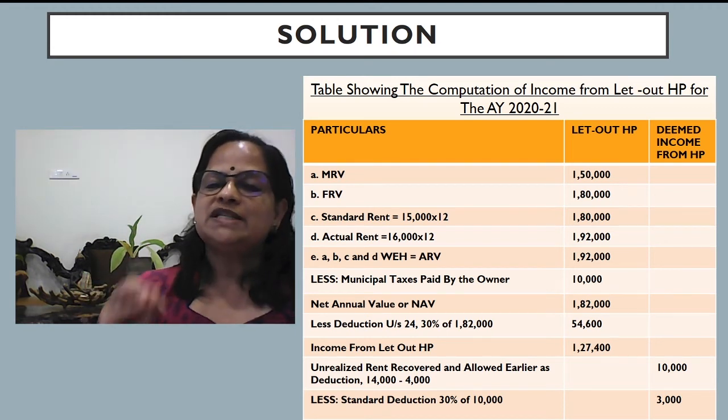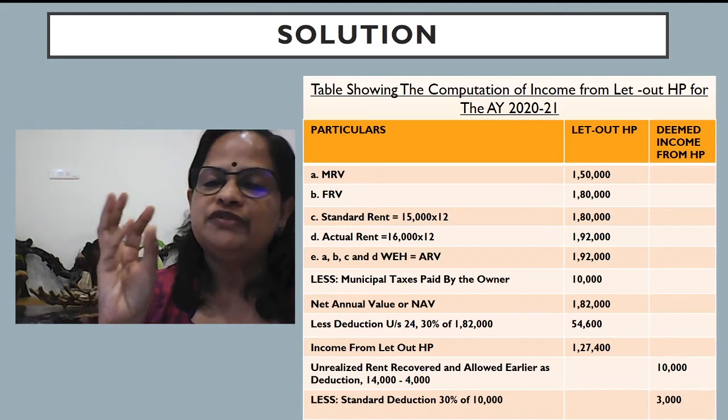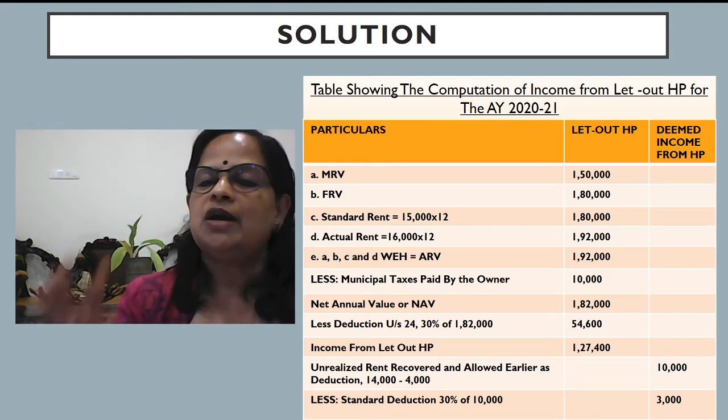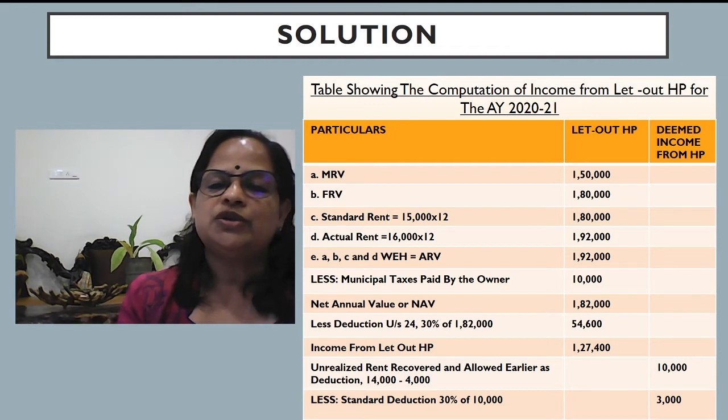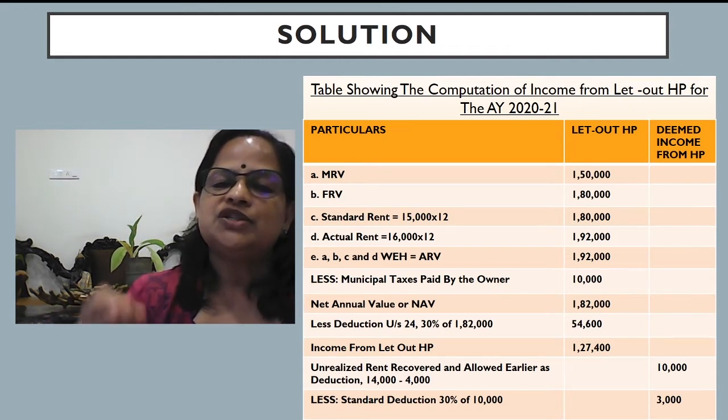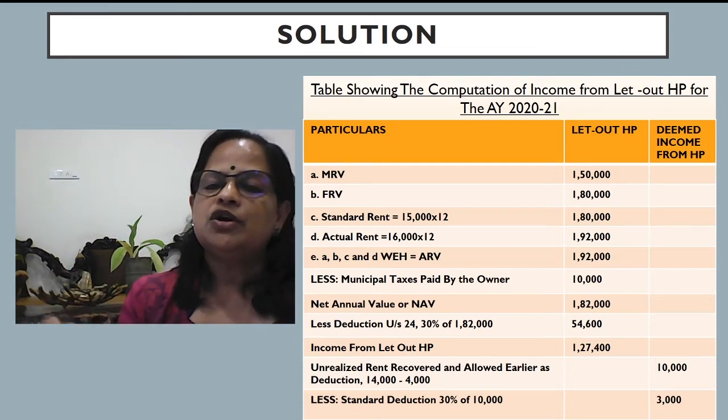Less municipal taxes paid by owner. I told you 15,000 is paid by tenant, it's not allowed, only 10,000 is allowed. So net annual value you are getting 1 lakh 82,000. Less deduction under section 24, 30% of 1 lakh 82,000, it's 54,600. Income from let out house property 1 lakh 27,400.